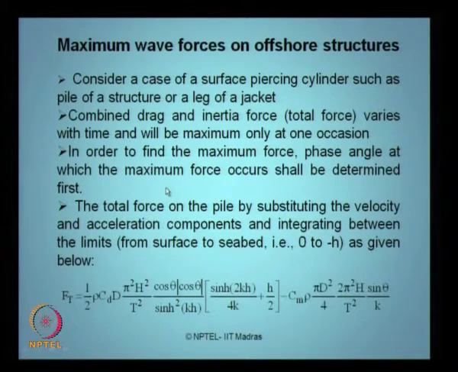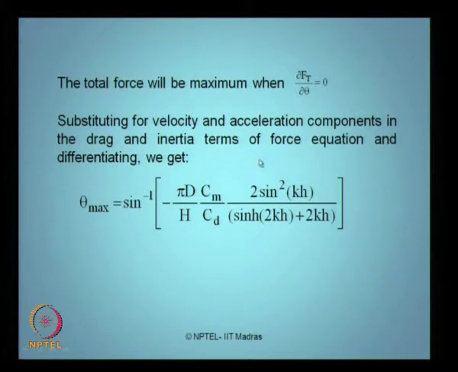In order to find where the maximum force is, the phase angle at which the maximum force occurs shall first be determined. The total force on the leg of the structure, obtained by substituting the velocity and acceleration components and integrating from the sea surface to the seabed, that is from 0 to minus h, is given by this equation. I say minus because h is measured from the mean sea level towards the seabed. In this equation we will be interested to know the theta value at which this force can be maximum.